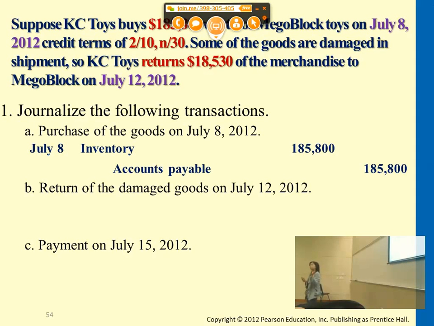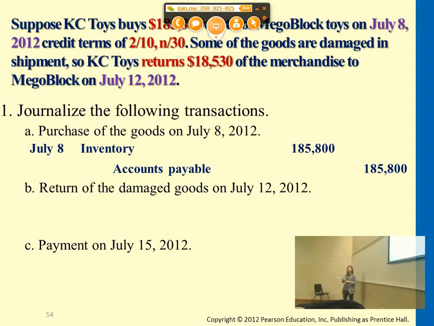At the same time, if you ship back the goods to the seller, then of course you're not responsible to pay that amount of money either later on, right? So accounts payable earlier was $185,800, but after shipping the goods, a portion of that you return it to the seller, you're no longer responsible to pay back. So would accounts payable be debited and then returns and allowances be credited? Accounts payable will be debited, and then the idea is returns and allowances will be captured under inventory account.